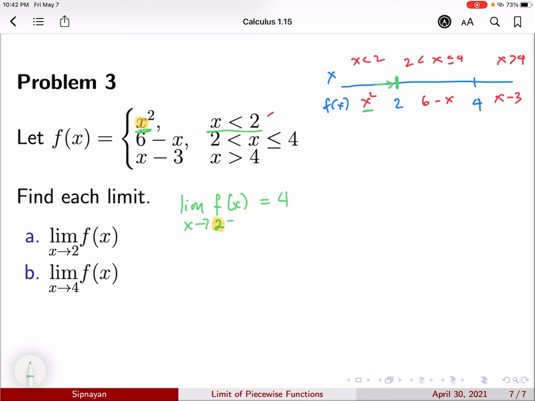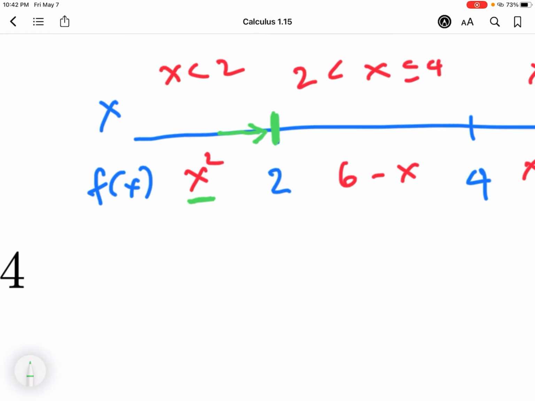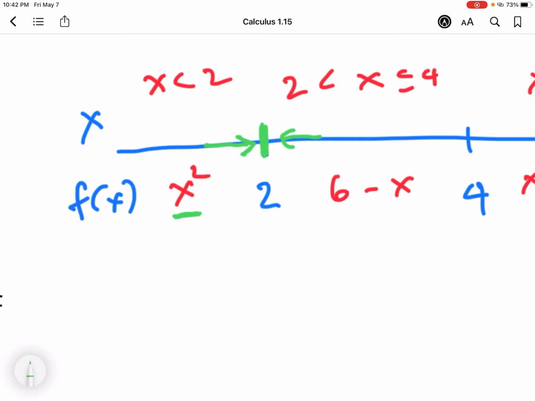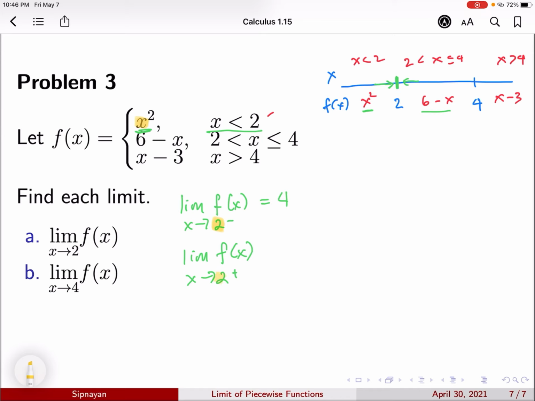What about the right hand limit? We want to know the limit of f of x as x approaches 2 from the right. So, ang 2 from the right, dito siya, which means yung corresponding function niya ay 6 minus x. Which means na yung 2 dito, ay substitute natin siya dito sa x. Sa pangalawang function, dahil yung domain niya ay between 2 and 4, and 4 included. So, which means that this is equal to 6 minus x, which is equal to 6 minus 2, which is equal to 4. So, 4 yung right-hand limit niya.